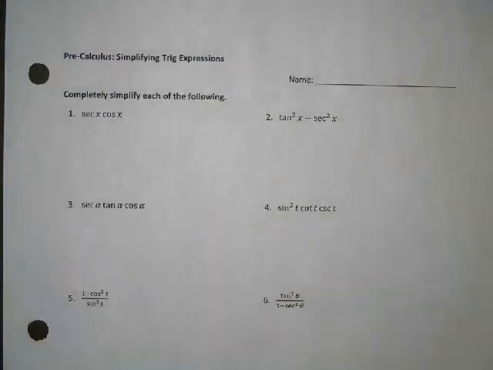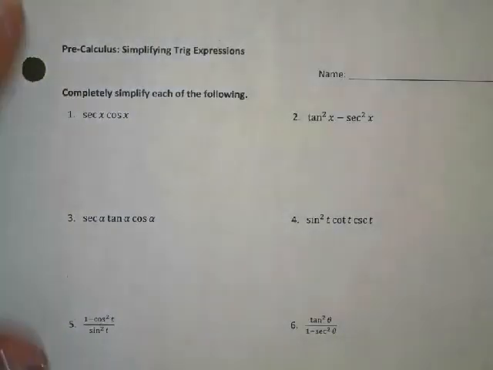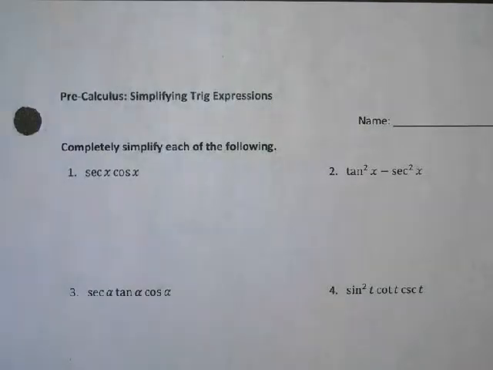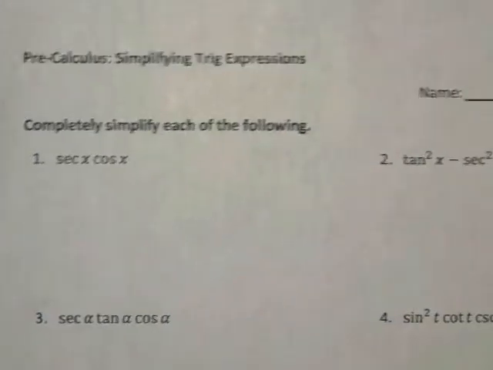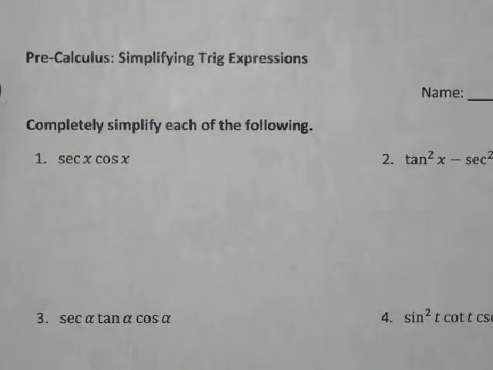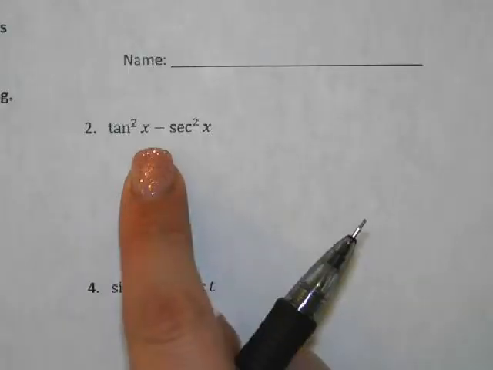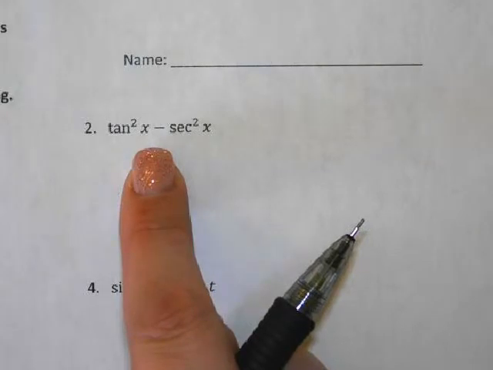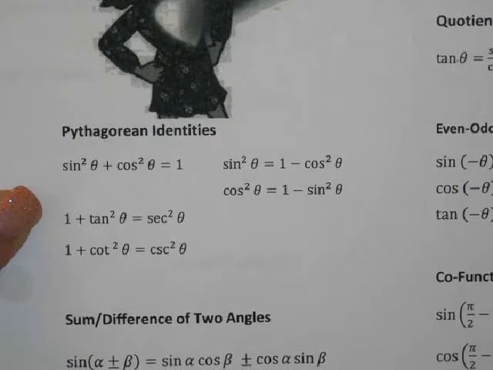Okay, so to do these problems, we have to look at our strategies. What are some strategies that I gave you guys in the video? Look at the Pythagorean identities. If we look at number 2, you can see that our problems there have squareds in them. So that means that to do problem number 2, we should be looking at our Pythagorean identities.